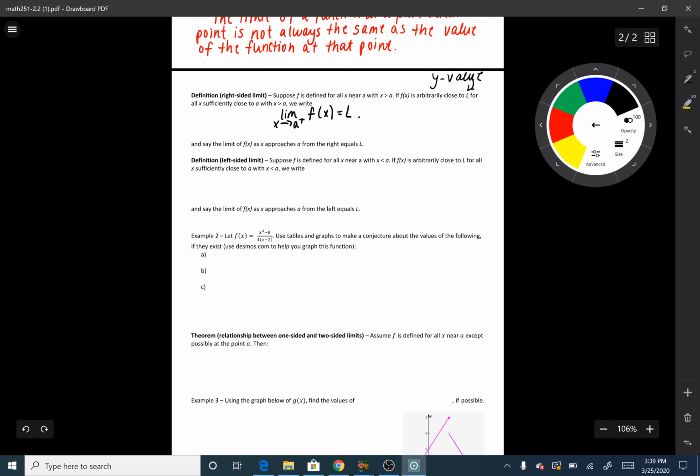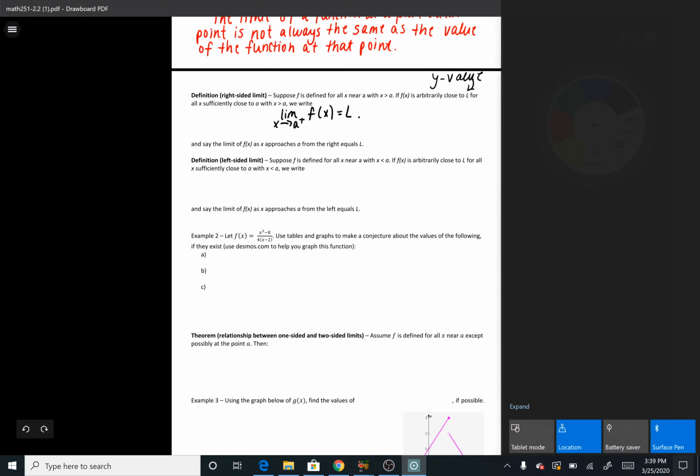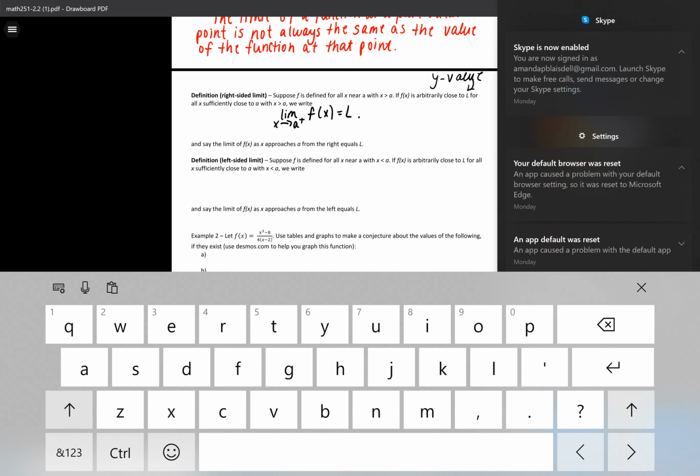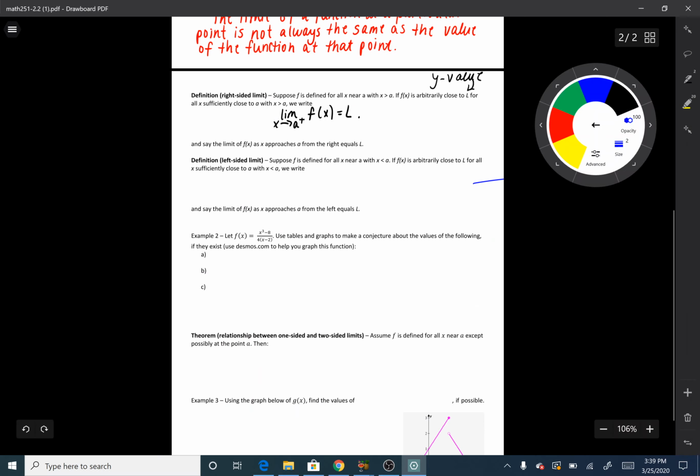So this is just on one side of x. If I were to draw a picture of this, so if I had a graph and I had a function, then if I wanted the limit of this function from the right, then I would only be looking at this part of the graph.